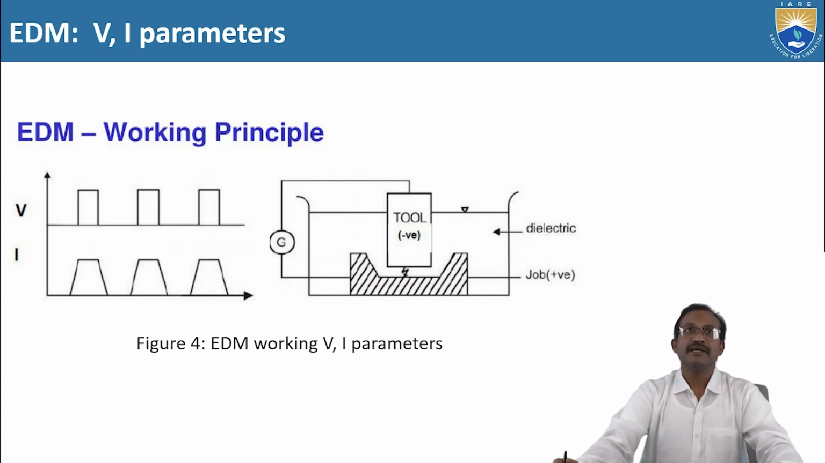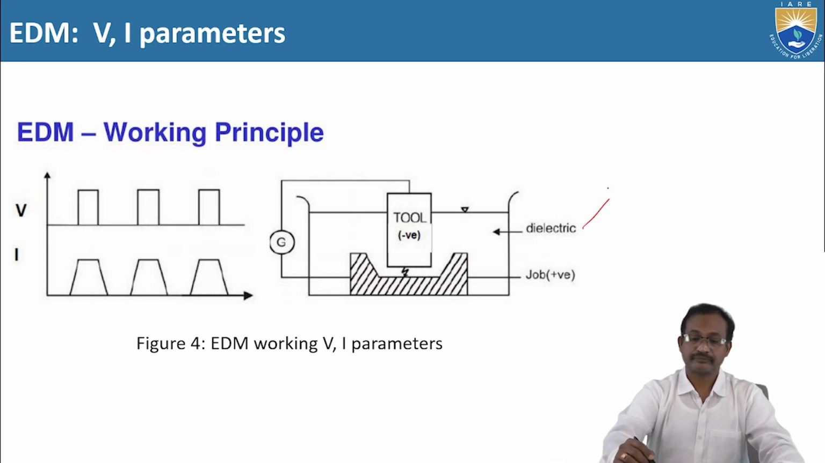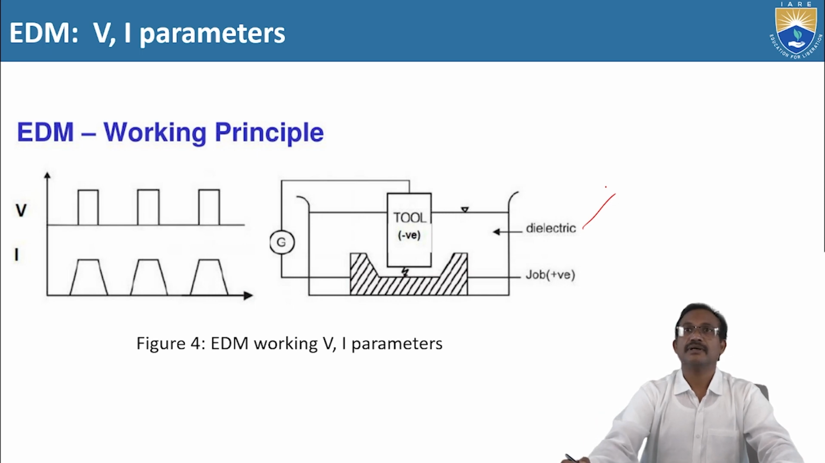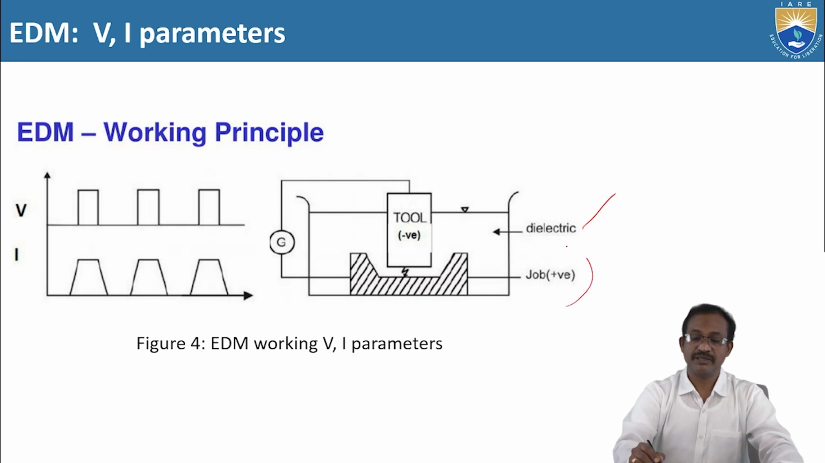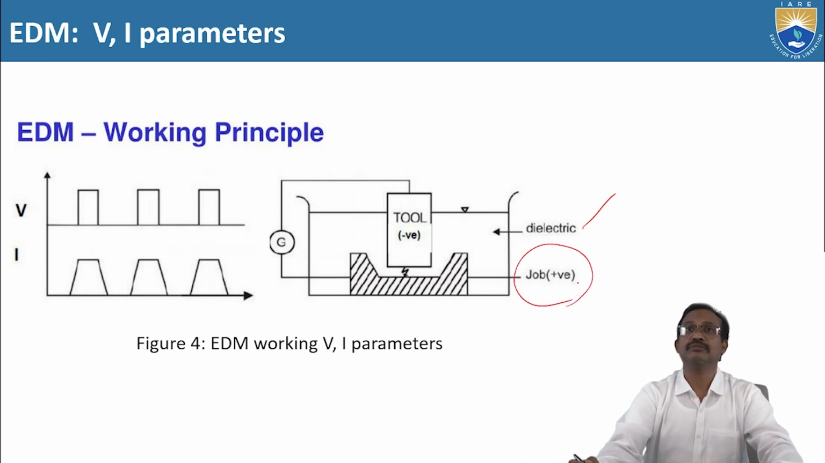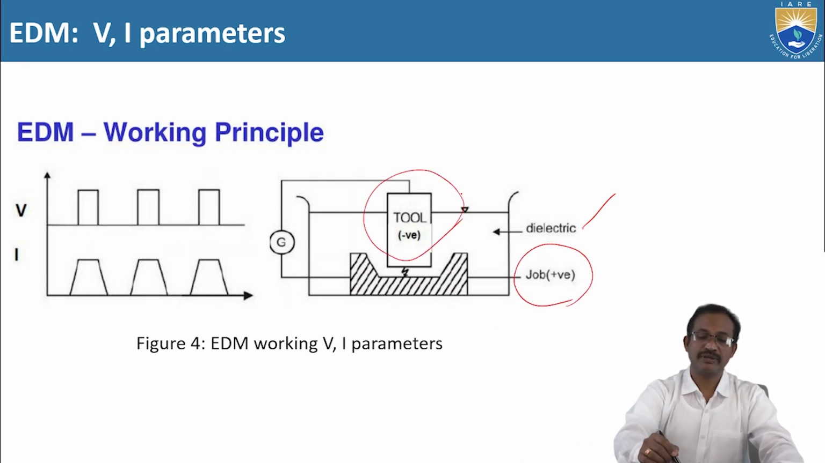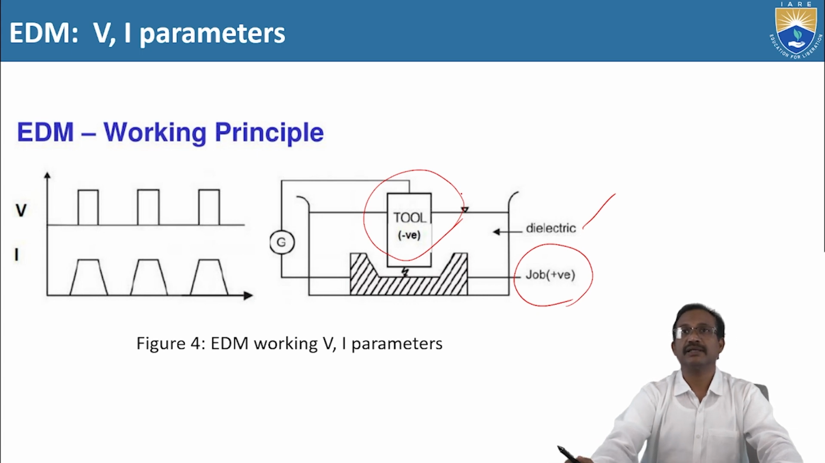Right. EDM VI parameters: voltage and current parameters. See here, dielectric medium. Here the job is considered to be positive, that is anode. The tool is considered to be cathode, that is negative.